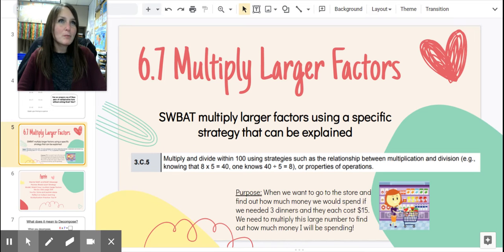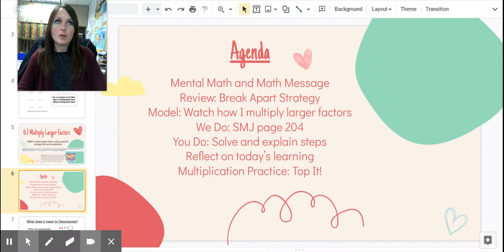Right? So we are going to be multiplying larger factors using a specific strategy that can be explained, because today I want you to go ahead and share how you know you are correct with your answer. So we're going to review the break apart strategy. I told you we were going to use this quite a bit. I'm going to model how I can multiply these larger factors using the break apart strategy.